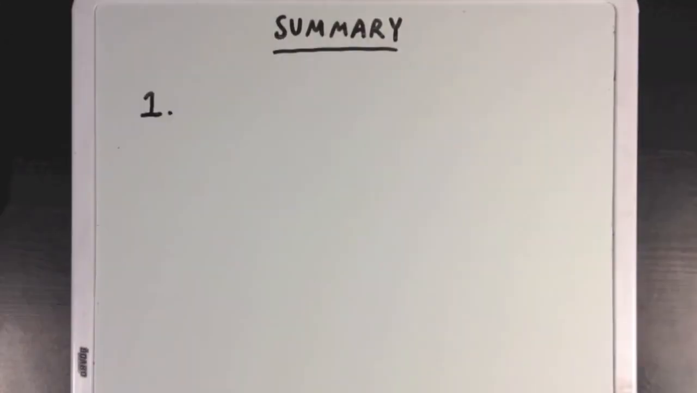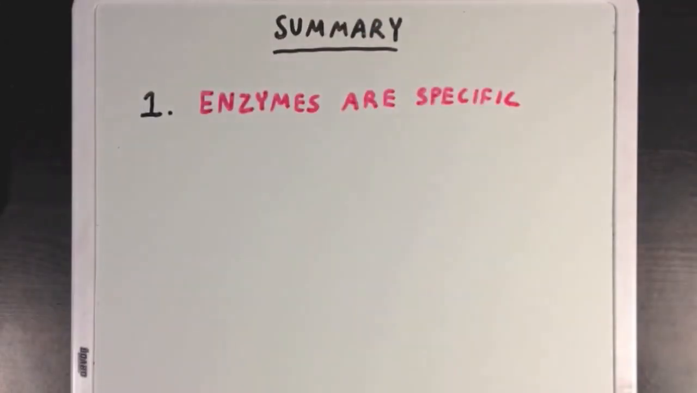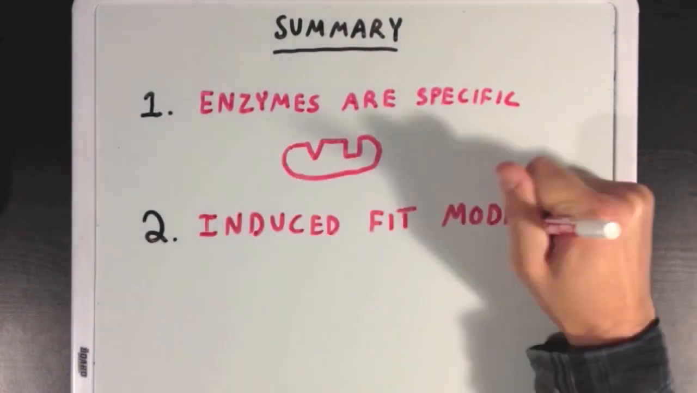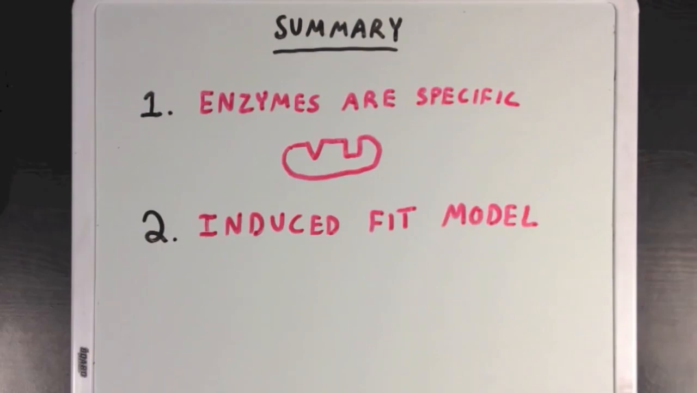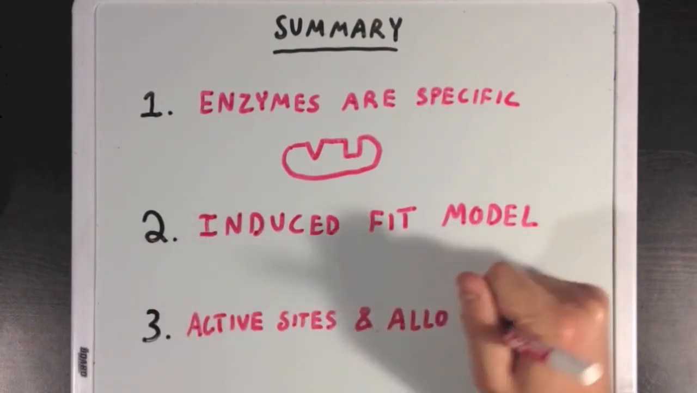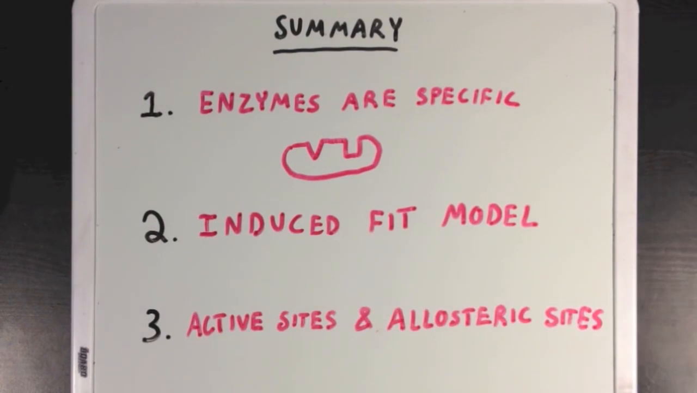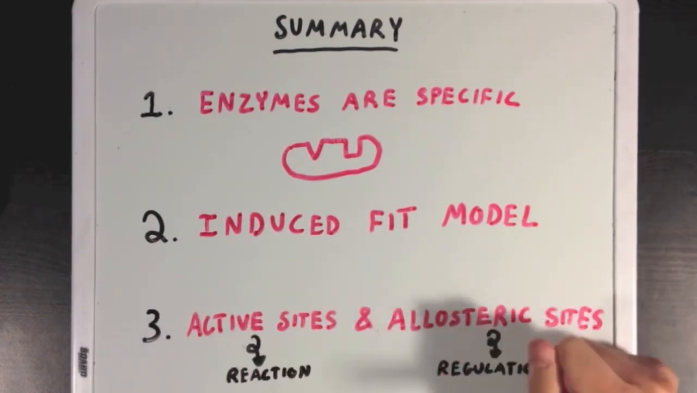So what did we learn? Well, first we learned that enzymes are specific, and that they can each bind to only specific substrates to catalyze specific reactions. Next, we learned about the induced fit model, and how enzymes bind their substrates most tightly in the middle of a reaction at the reaction's transition state. And finally, we learned that enzymes have both active sites and allosteric sites, with active sites being where the reaction takes place and allosteric sites being where regulation takes place.